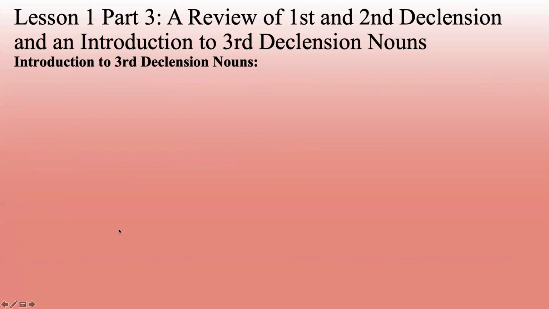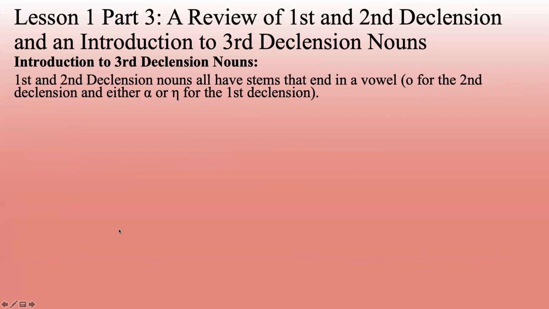So, introduction to the third declension. First and second declension nouns all have stems that end in a vowel: omicron for the second declension and either alpha or eta for the first declension. That's why they follow those particular patterns, because their stem ends with those letters. That's why they follow the first declension pattern or the second declension pattern. Remember, a declension is a group of words that all act similarly.